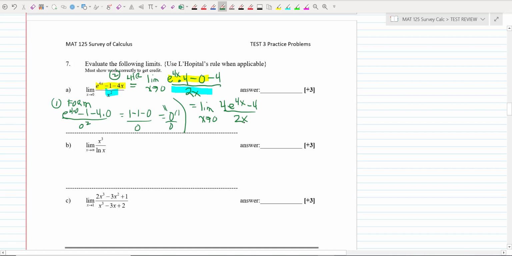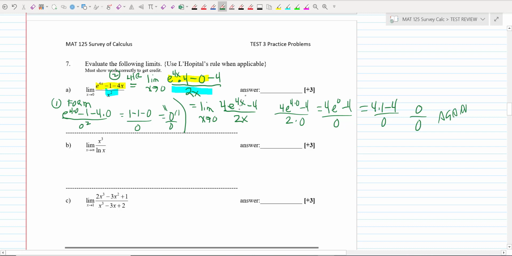Now, if you plugged the 0 in now, you would still have 0 over 0. So what would happen is when you plug in, you would have 4 times e to the 4 times 0 minus 4 over 2 times 0. That would be 4e to the 0 minus 4 over 0. That's 4 times 1 minus 4 over 0. So again, that's 0 over 0. So it's going to have that form again.